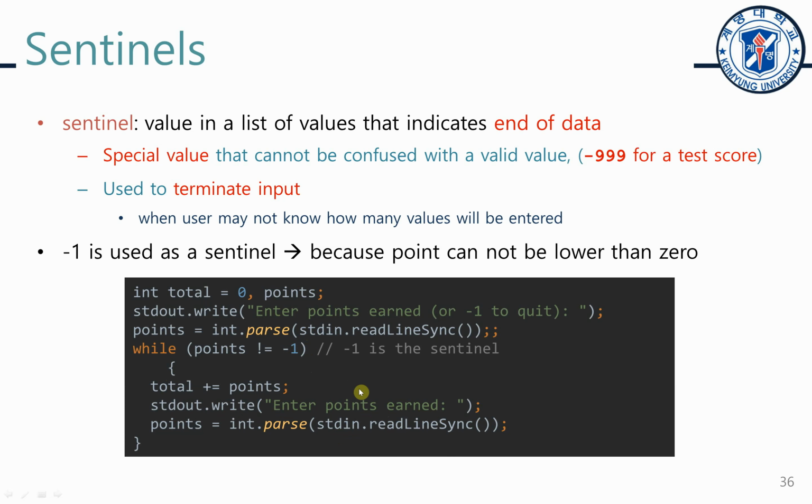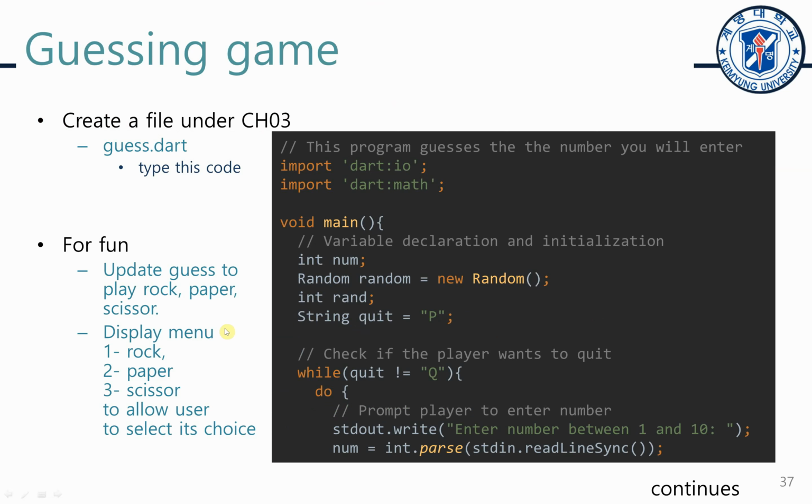Sometimes you can use numbers such as -999, or you can use letters such as Q or other things. So it will help us terminate the while loop, and that is a sentinel loop. We can see an example for this. For instance, we can call it a guessing game. Let's go to our program and explain.